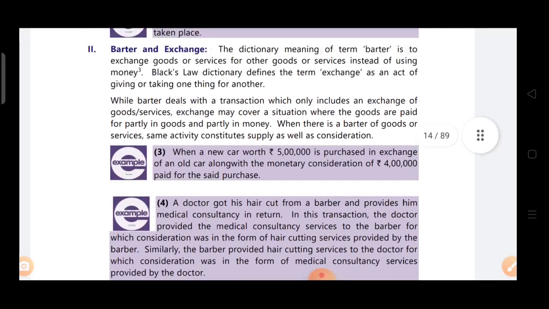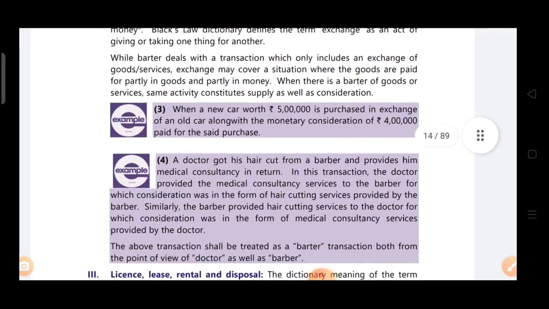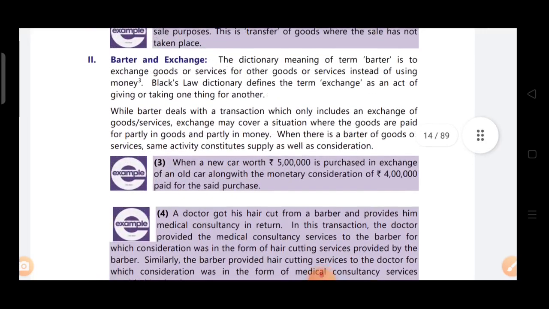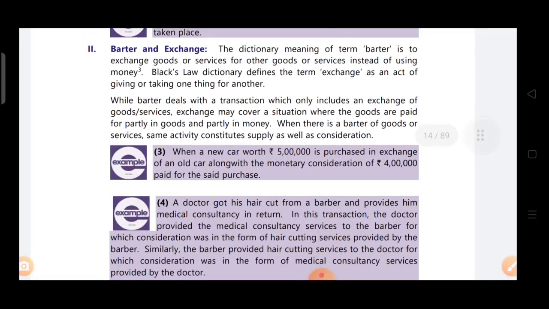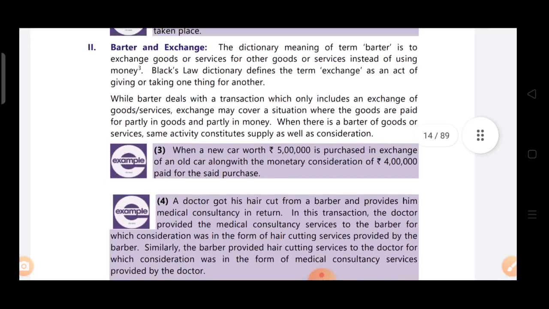So they have given in Black's Law Dictionary, which defines the term exchange. So barter is slightly different from exchange. We can't say barter is an exchange. That's why they have written the dictionary meaning of the term barter: to exchange goods or services for other goods instead of using money. Instead of using money, they are using goods or services.